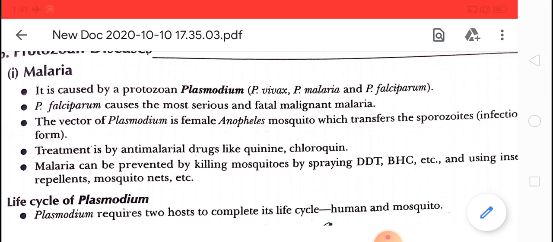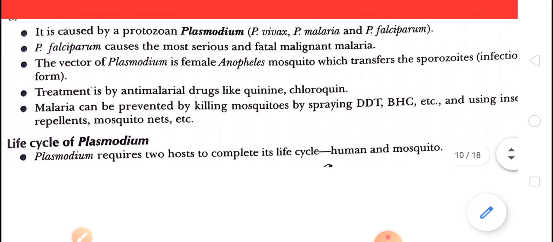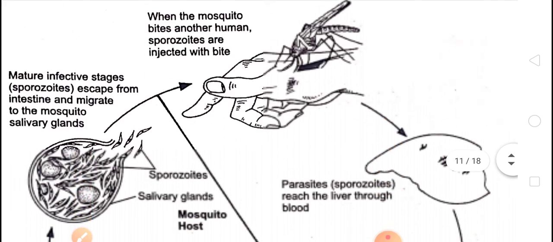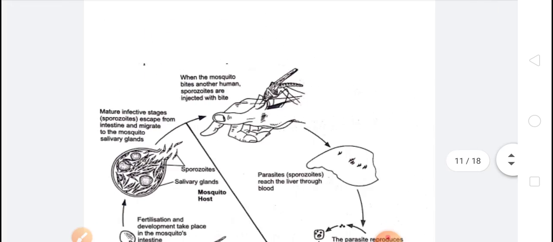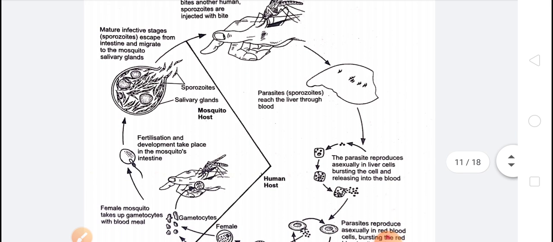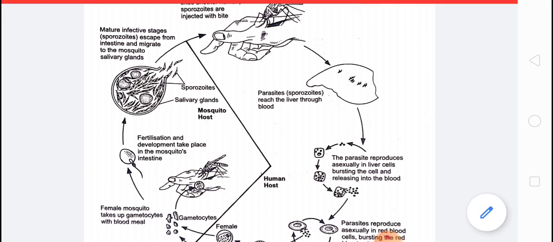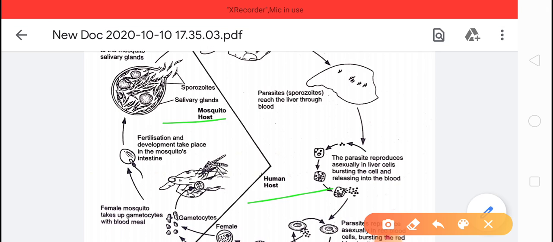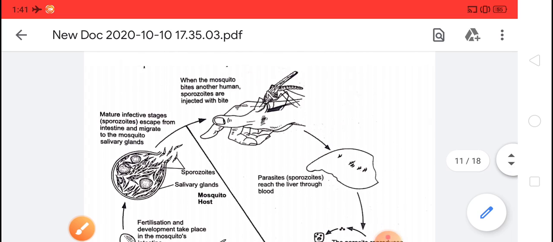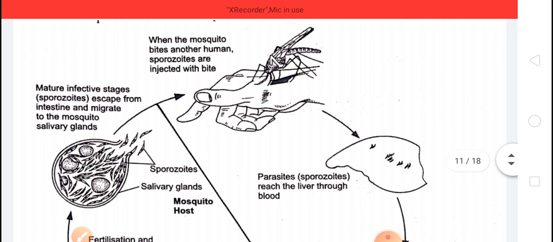Now children, we will discuss the life cycle of Plasmodium. Plasmodium has two hosts, human and mosquito. The first host is human, and the second is the mosquito. See how it completes its life cycle in the human and mosquito hosts. First you can see that this is the human host and this is the mosquito host.